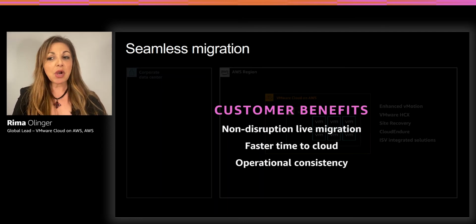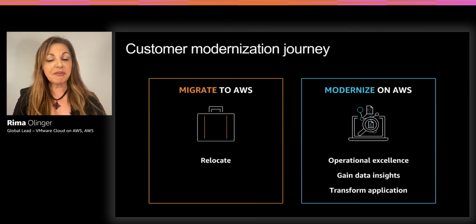We spoke about how customers' modernization journey starts with the first step of relocating their VMware workloads to VMware Cloud on AWS. Once migrated, customers can take full advantage of the 180 plus AWS services to modernize their applications in 3 areas. One is operational efficiency, then there is data analytics and application transformation.